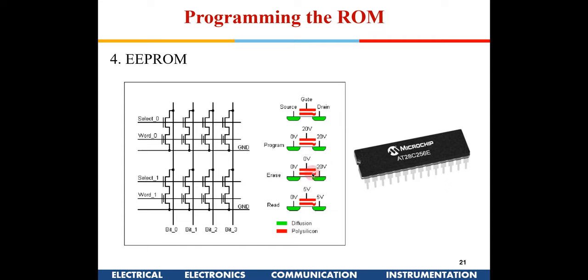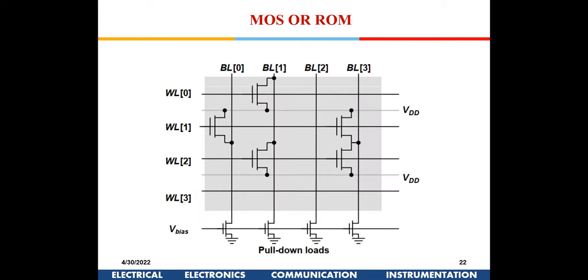Here, this is known as the tunneling effect, whereas a writing operation is through the hot carrier effect. So these electrons tunnel through this small barrier out here. Okay, so this is known as the EEPROMs. Now we will see how a ROM is organized.